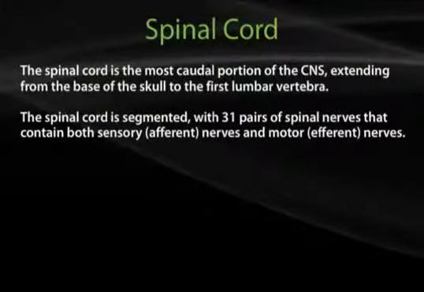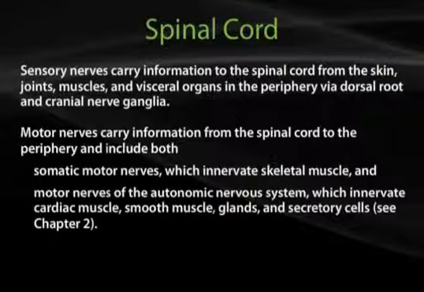The spinal cord. The spinal cord is the most caudal portion of the central nervous system, extending from the base of the skull to the first lumbar vertebra. The spinal cord is segmented with 31 pairs of spinal nerves that contain both sensory or afferent nerves and motor or efferent nerves. Sensory nerves carry information to the spinal cord from the skin, joints, muscles, and visceral organs in the periphery via dorsal root and cranial nerve ganglia.